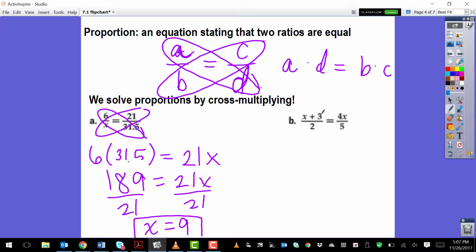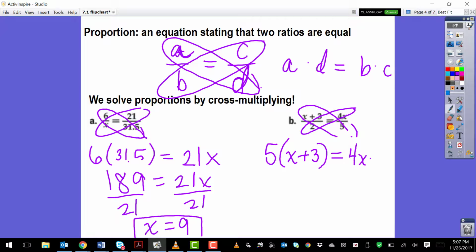Or on this proportion, x plus 3 over 2 is equal to 4x over 5. Same thing, I'm going to cross multiply. So I'll have 5, and this is where you're going to have to be extra careful. You need to put that x plus 3 in parentheses. And then it's equal to 4x times 2. Well, the reason I had to put this x plus 3 in parentheses is I'm going to need to distribute this 5 to both of these terms inside the parentheses.